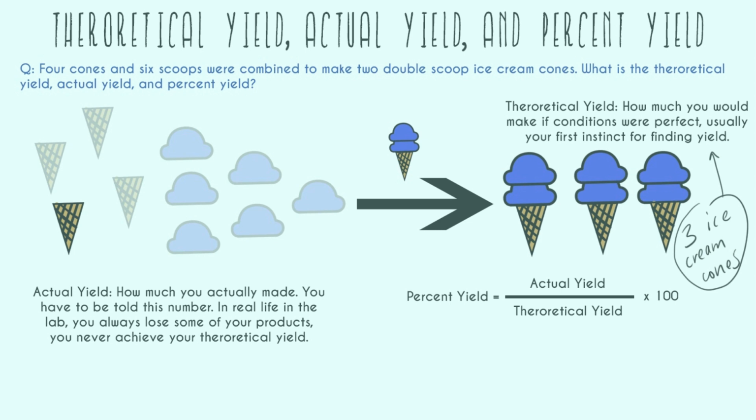All right, so in the problem, it says that we only made two double scoop ice cream cones. So that's our actual yield. They had to tell us. It just says, hey, you only made two. And then percent yield is just a math formula. It's just the actual yield divided by the theoretical yield times 100. So we can go ahead and plug in.